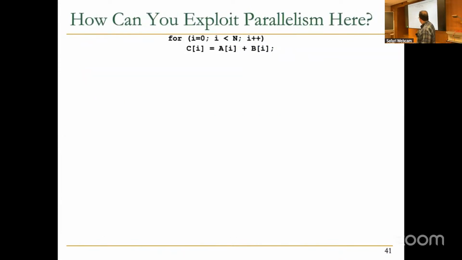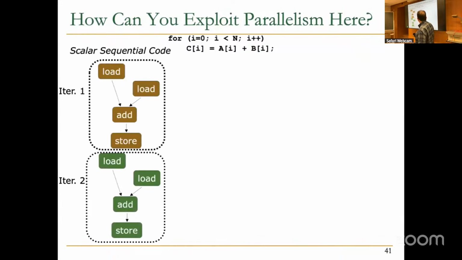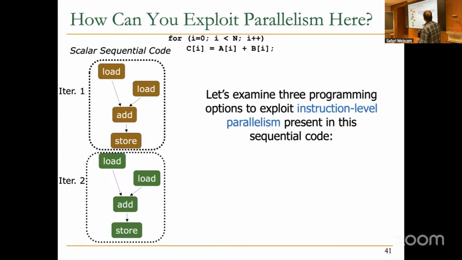So let's elaborate more with this example. We have this vectorizable loop that we also used in our last slides. We want to examine three programming options to exploit the parallelism that we have here. By looking at this code, you can see that we have very good parallelism, right?